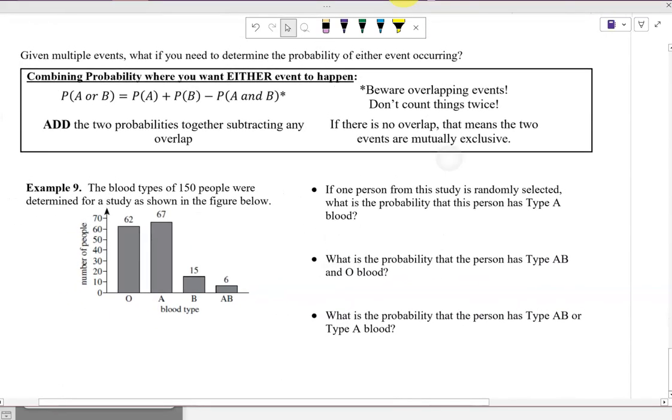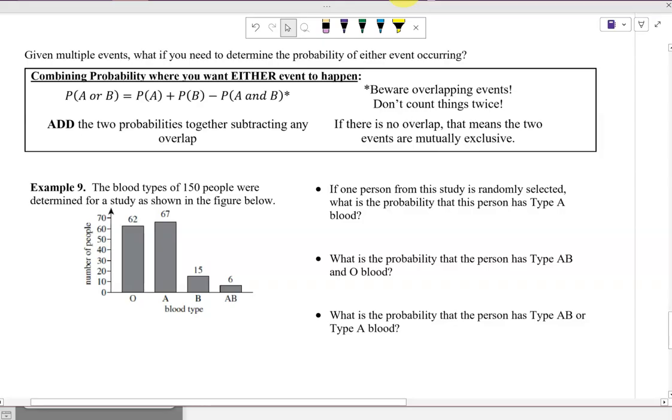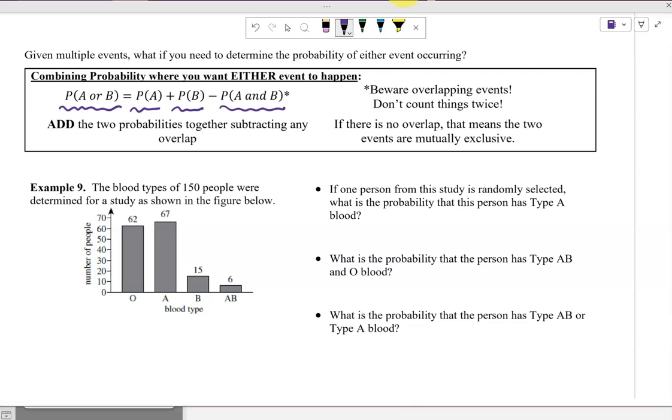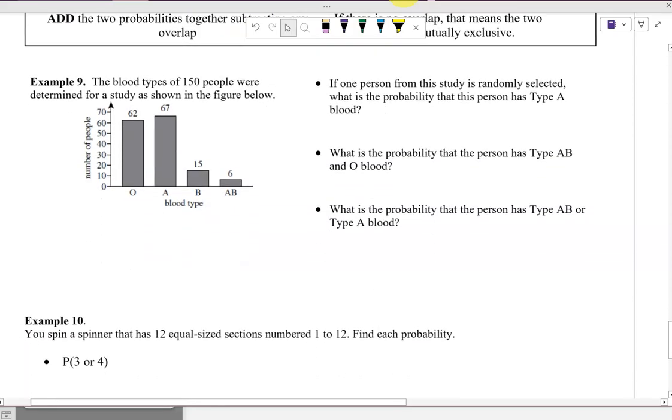Okay, given multiple events, what if you need to determine the probability of either event occurring? So, combining probabilities where you want either event to happen. The probability of A or B: we take the probability of A, add it to the probability of B, but we have to subtract the probability of both of those happening together. So, beware of overlapping events. Don't count things twice. Add the two probabilities together and subtract any overlap. If there's no overlap, it means the two events are mutually exclusive.